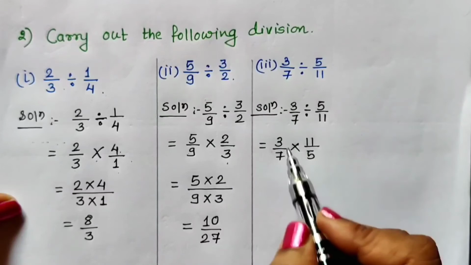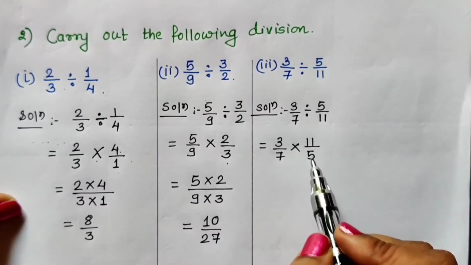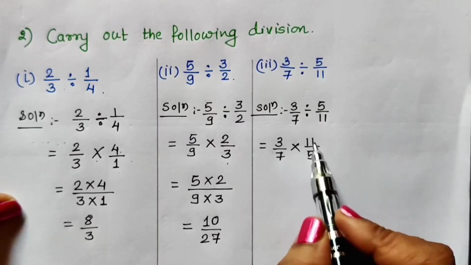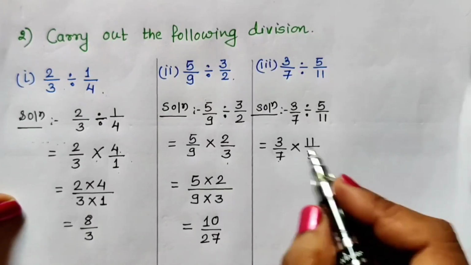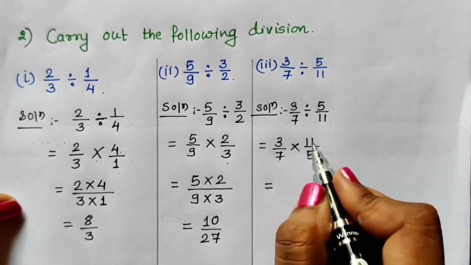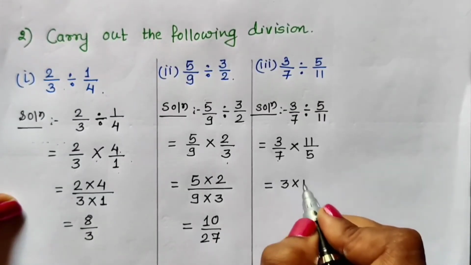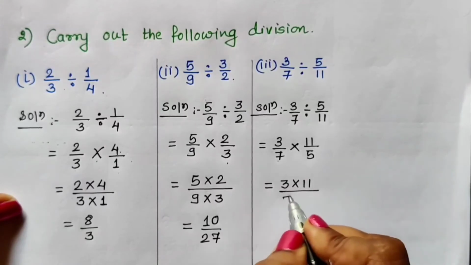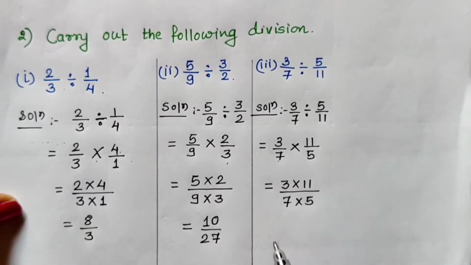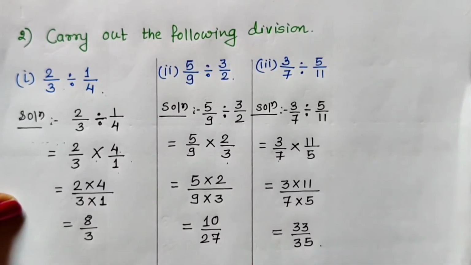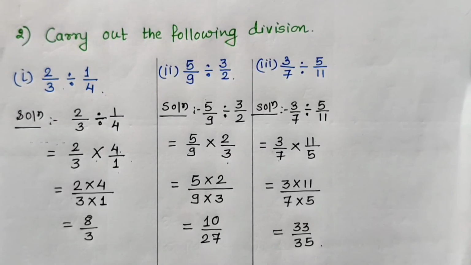See whether it is possible to cancel by 5. Can you cancel 3 and 11 by 5? Not possible. Can you cancel 3 and 11 by 7? Not possible. So what we will have to do? Multiply numerator with numerator and denominator with denominator. So 3 into 11 upon 7 into 5. 3 into 11 is 33 and 7 5s are 35. 33 upon 35 is the answer.